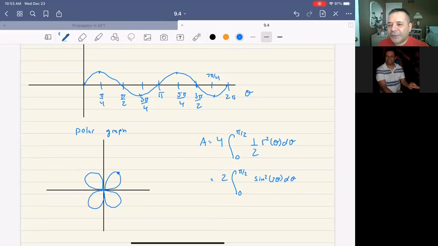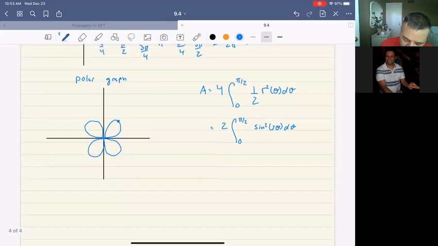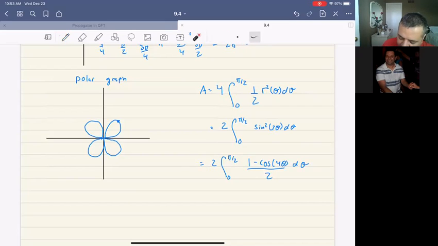There's that sine squared I was just telling you about in the other video, right? So that's 2 times the integral from 0 to pi over 2 of (1 minus cosine 4 theta) divided by 2 d theta. Again, this is an easy enough integral to evaluate. I'll let you guys do that, okay? I'll see you all in the next video.